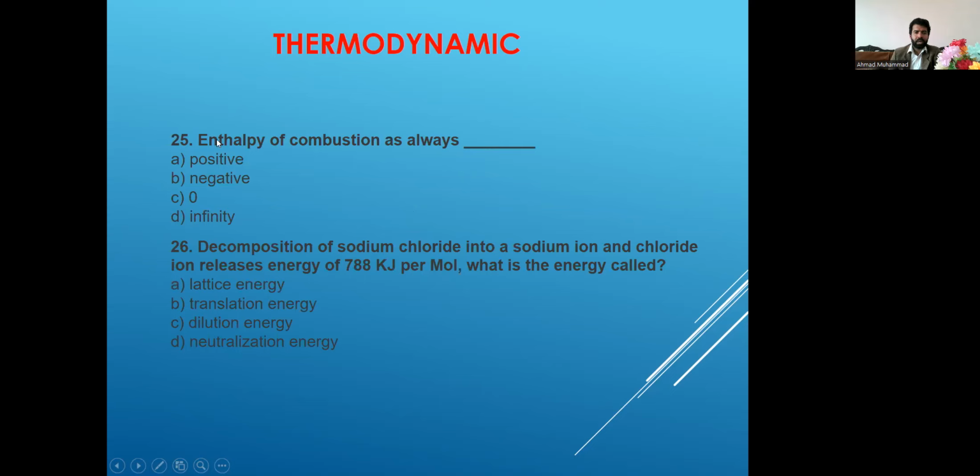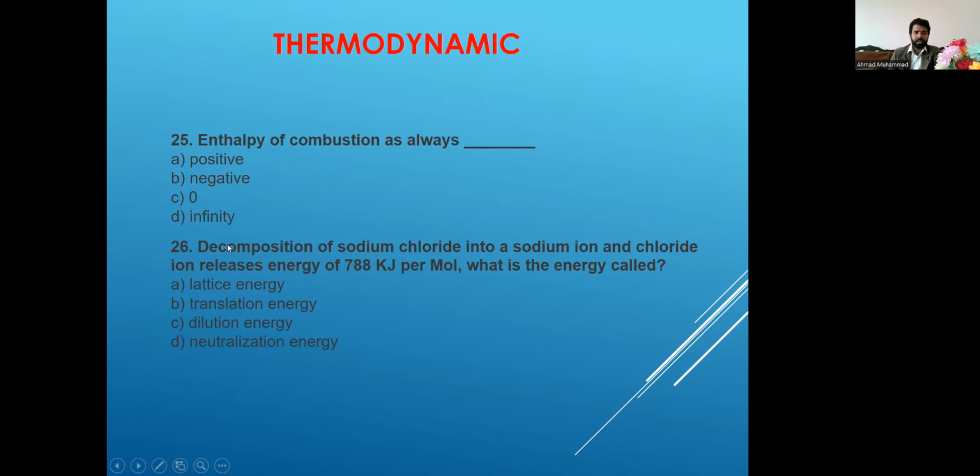For question 25, enthalpy of combustion is always positive, always negative, always zero, always infinity. So the correct option is option B. Enthalpy of combustion is always negative.